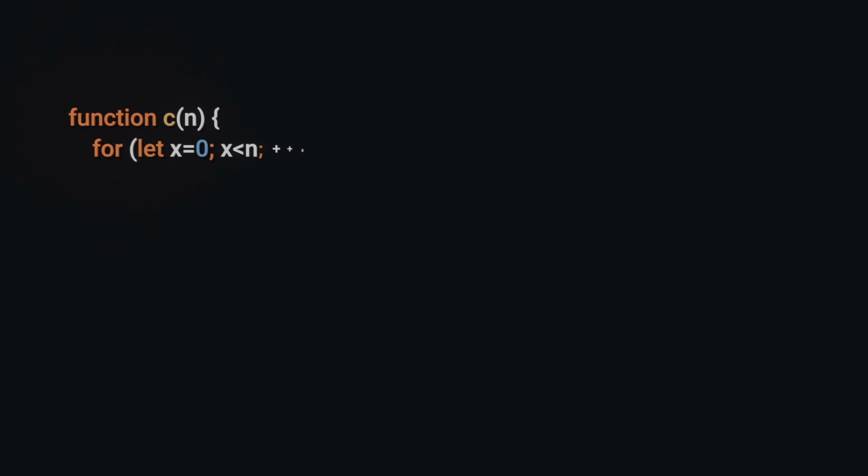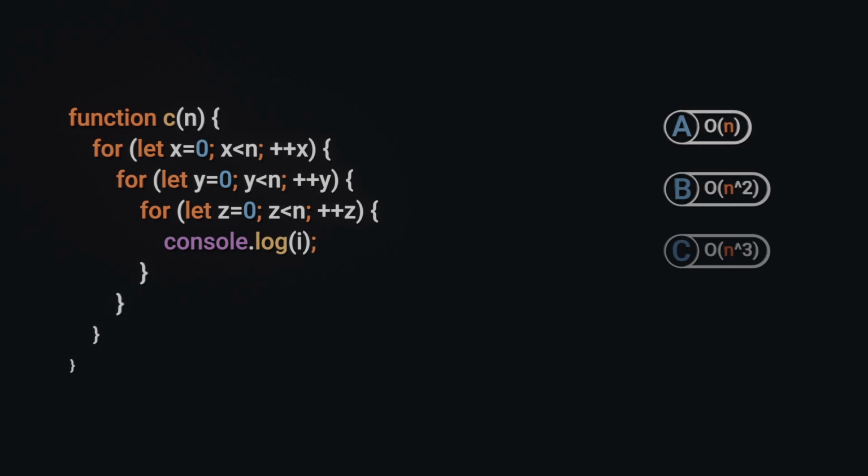What is the time complexity of this function? Hopefully you're starting to see the pattern here. The number of nested loops dictates the exponent. So the answer to this question is O of n cubed. You can of course have more than 3 nested loops, but it's very rare.